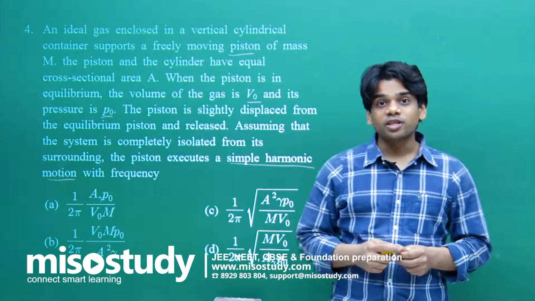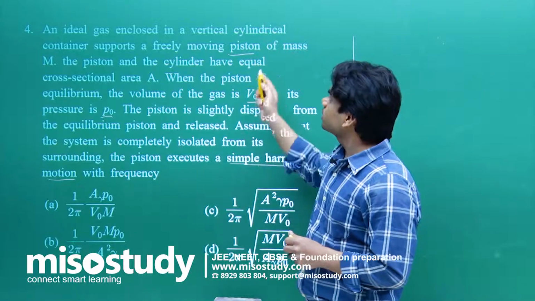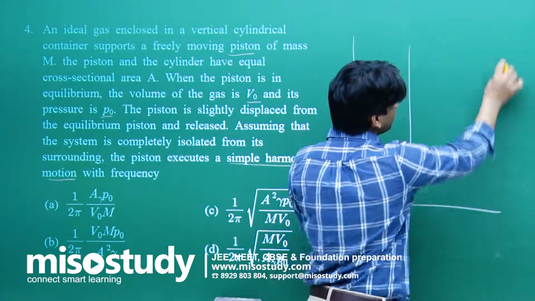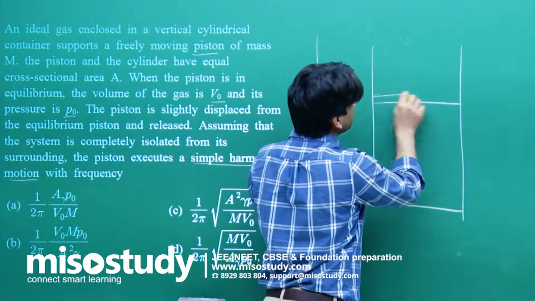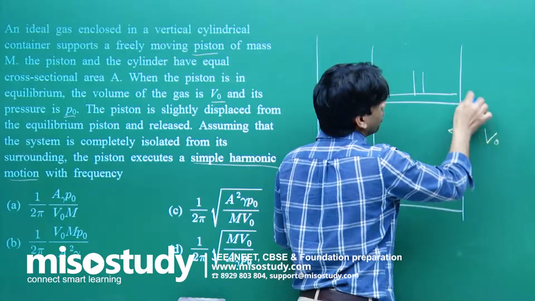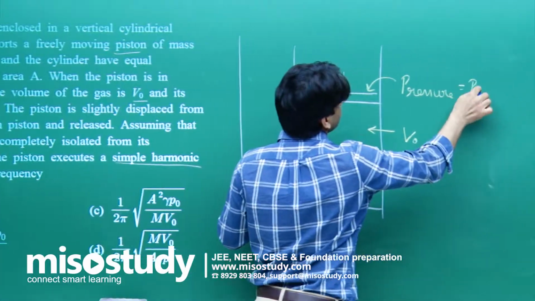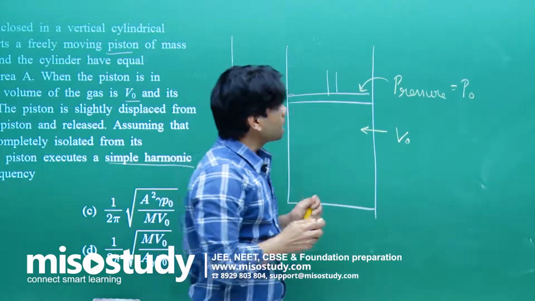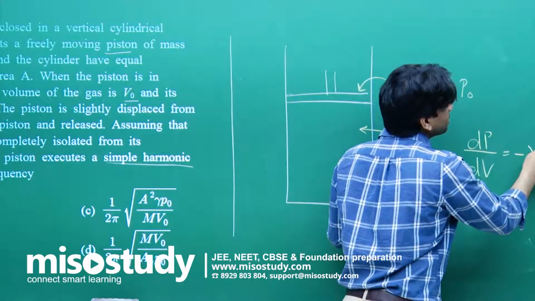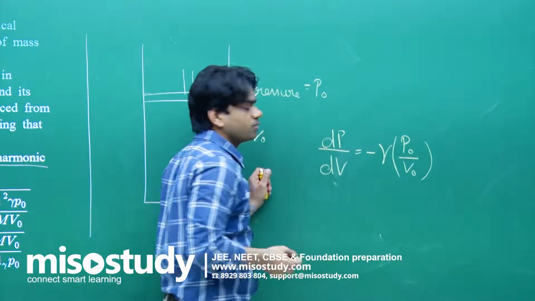First of all, let me tell you it's a case of an adiabatic process, because see what is happening here. First of all, there is a piston, there is a cylinder. Let's say this is the case. This is the piston. The pressure is P naught, the volume is V naught. We all know that dP by dV is equal to minus gamma P naught by V naught. This is what we know.